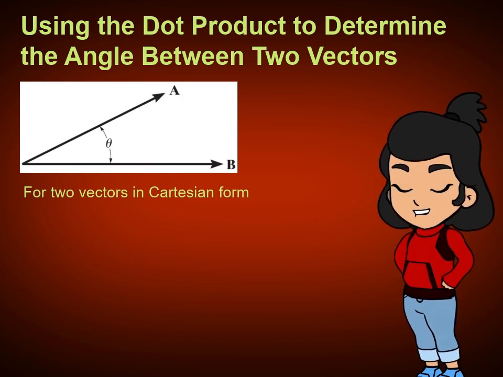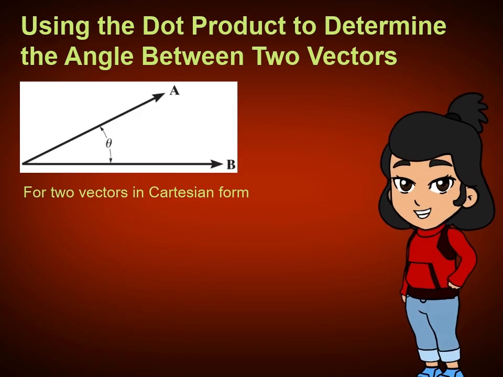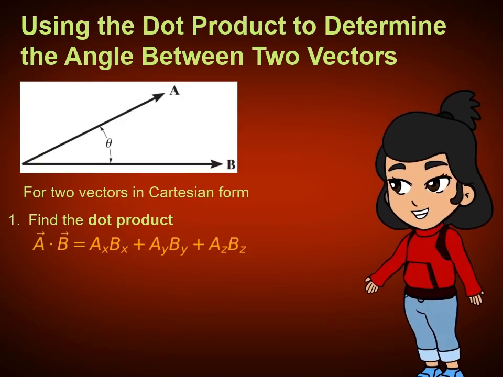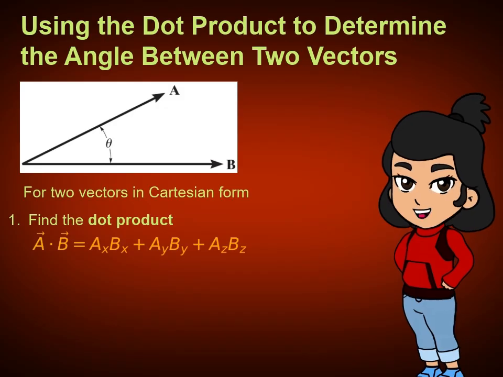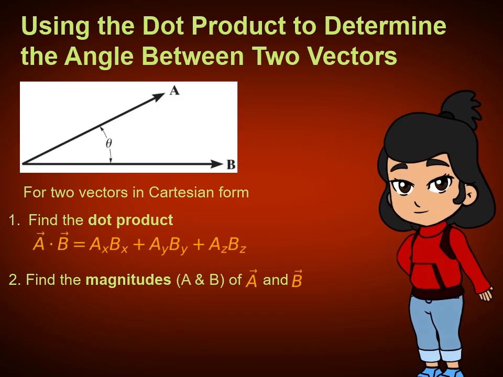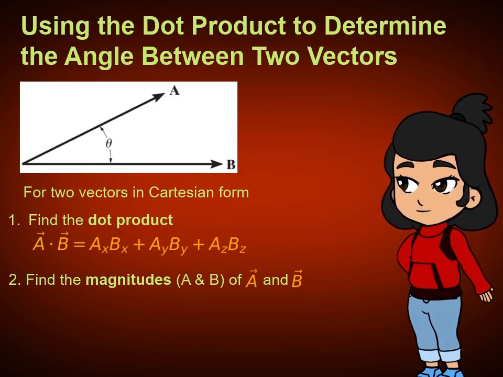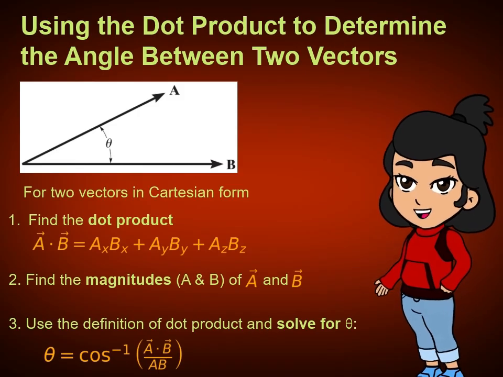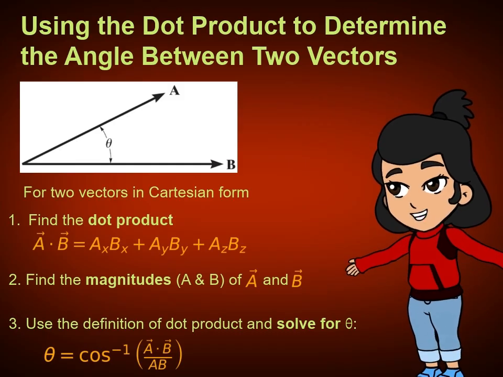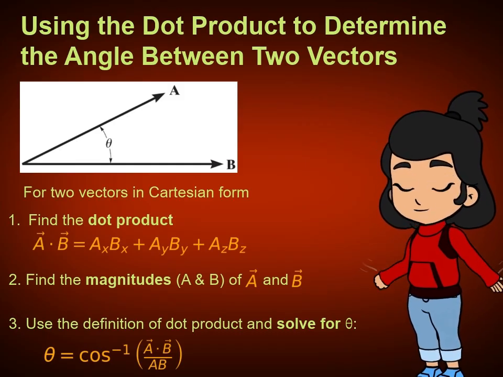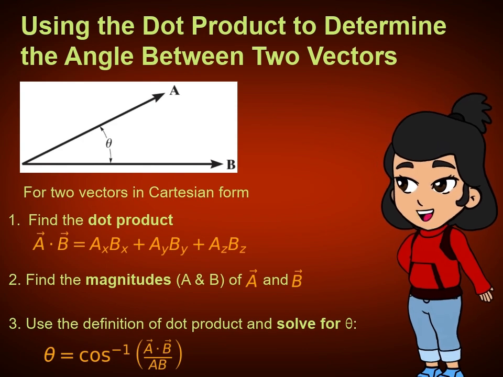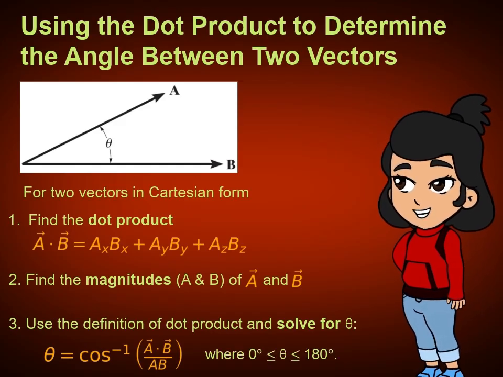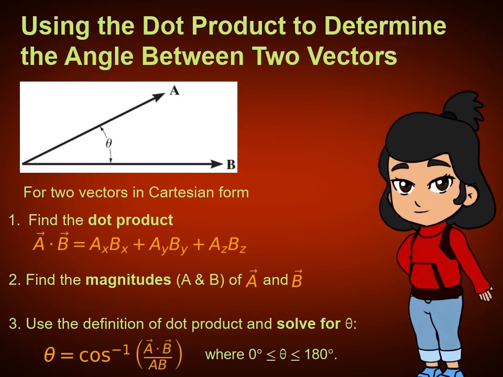In this case, for two vectors, A and B, step 1 is to find the dot product A dot B, which is equal to AxBx plus AyBy plus AzBz. Next, find the magnitudes of A and B. Finally, using the definition of the dot product that we previously looked at, solve for theta, such that theta is equal to the inverse cosine of vector A dot vector B divided by the magnitudes of A times B. Keep in mind, theta should be between 0 and 180 degrees.